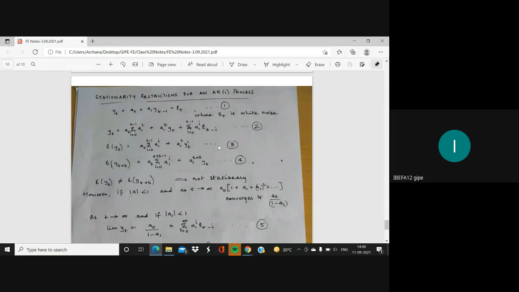If we impose the initial condition, then we'll have this form for the general solution of the first order difference equation. Now, if you try to find the mean of this time series, if we take expectation of yt, you'll find that you end up with equation 3. This is because this is a white noise process, so expectation of et minus 1 and so on is equal to 0. So that term vanishes. So expectation of yt is equal to this, equation 3.